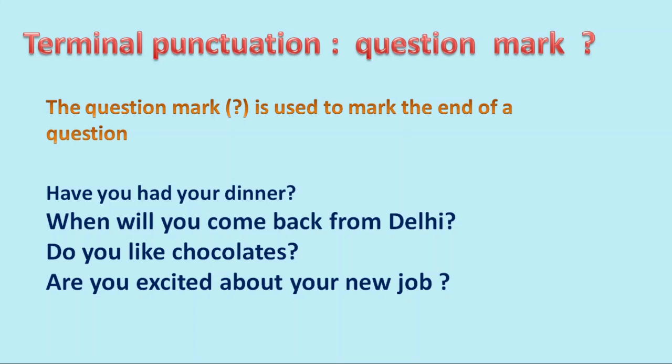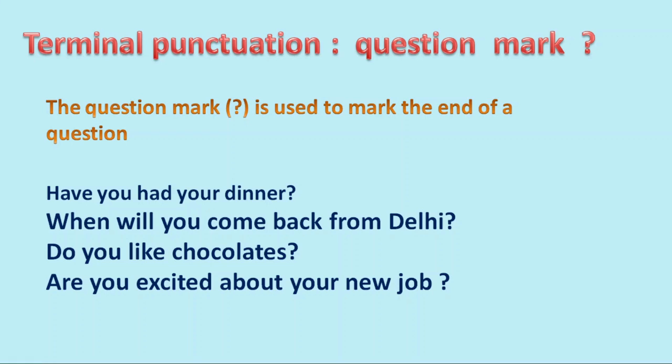Now let's turn to the next terminal punctuation, question mark. It is used to mark the end of a question. So it is very simple. If a sentence is a question, then put a question mark at the end of the sentence. Here are some examples. Have you had your dinner? When will you come back from Delhi? Do you like chocolates? Are you excited about the new job? So according to the rule, if a sentence is a question, it must end with a question mark.